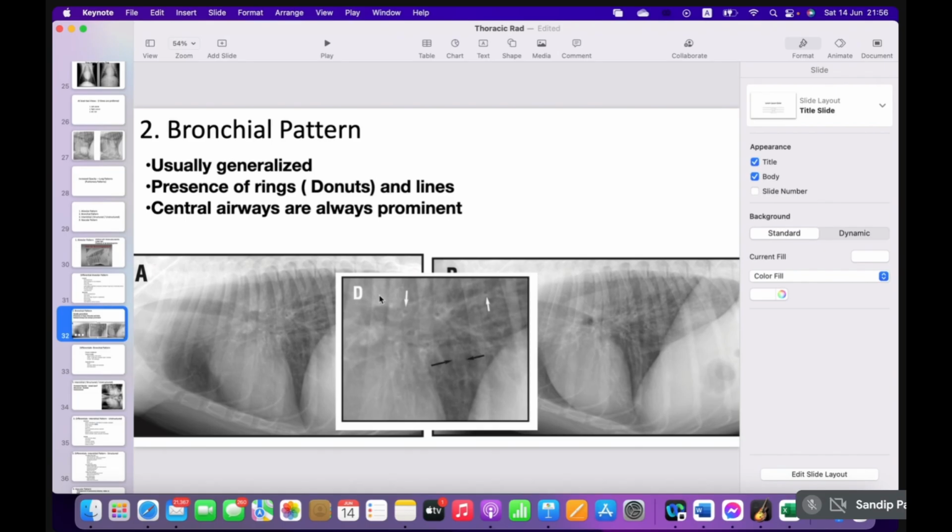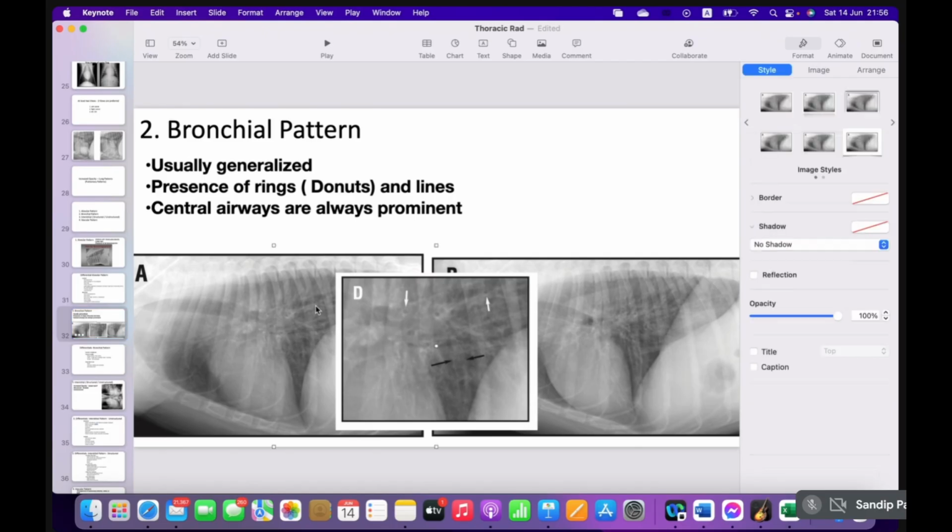Now, if you look here, and if you go back here, again here you can easily see the donut patterns, right here, right here, right here. So this is called the bronchial pattern, and this is more prominent in the center rather than the periphery. So the peripheral bronchus supply may not have this. Mostly we see this bronchial pattern in the central region of the lungs.